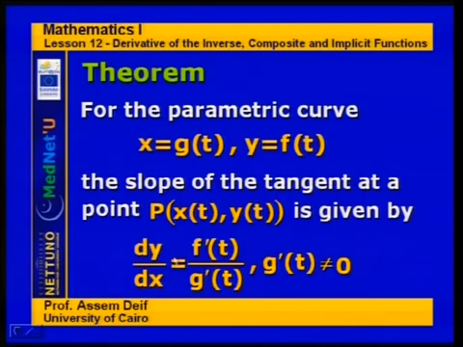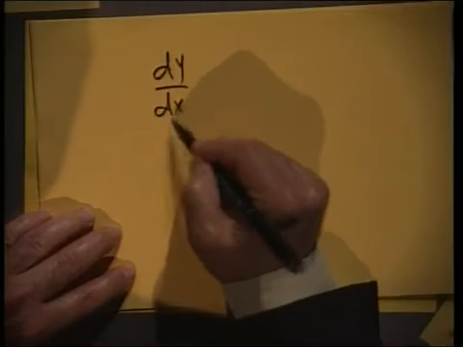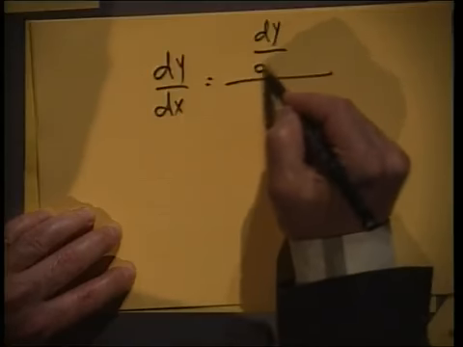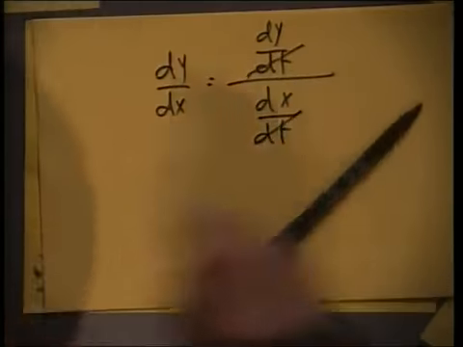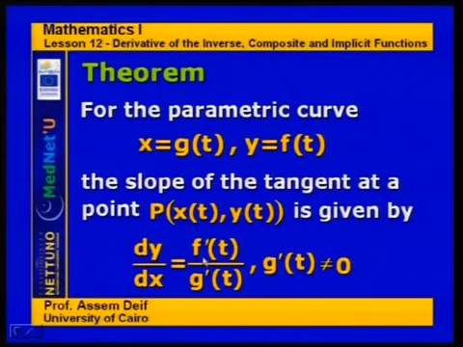So if you have the derivative and you wish to obtain dy by dx directly, thanks again to Leibniz. dy by dx is equal to what? It is equal to dy by dt divided by dx by dt. So in fact, you differentiate first, f dash divided by g dash.